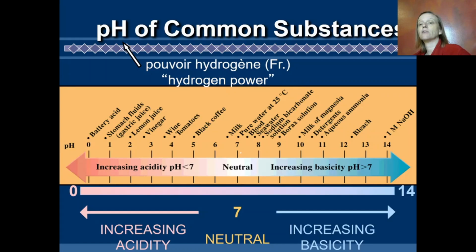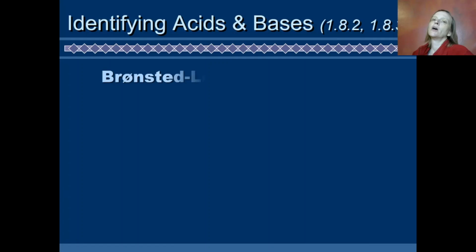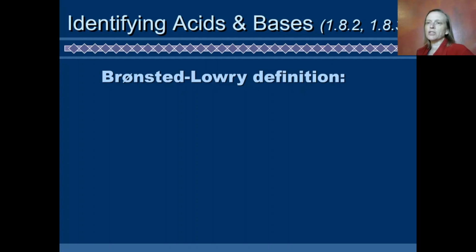Same thing in the basic range. If you're just slightly above 7, you're just slightly basic. If you're far above 7, then you are strongly basic. And you can see here battery acid versus black coffee, blood and seawater versus bleach and sodium hydroxide. So we can use the pH scale to measure acids and bases, but how do we identify them? How do we define acids and bases?